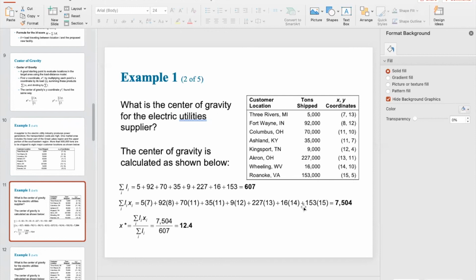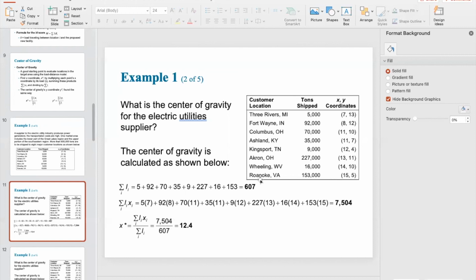How do you calculate the X star? We start from the numerator. You directly calculate the customer population within that location times the corresponding customer location X value. So here, if we view it in thousands, this should be 5, and you use 5 times the corresponding 7 to get the first element. You repeat this process for every single row and get the corresponding values shown here. After you get all of the elements, you simply sum them up to get the numerator value, which is 7,504.